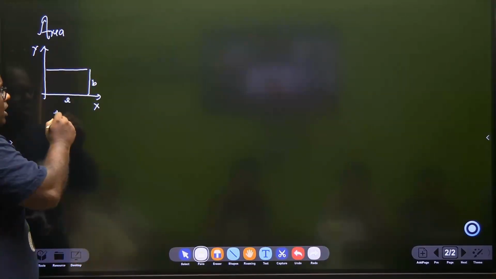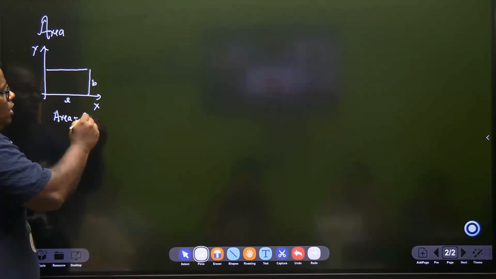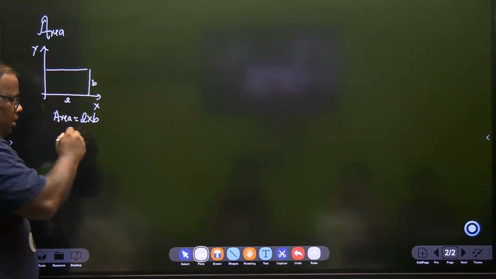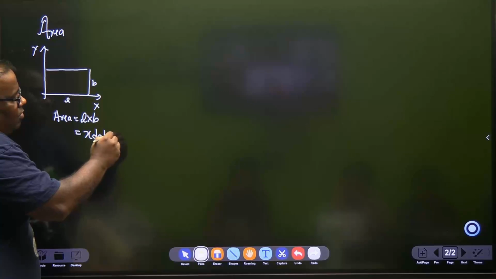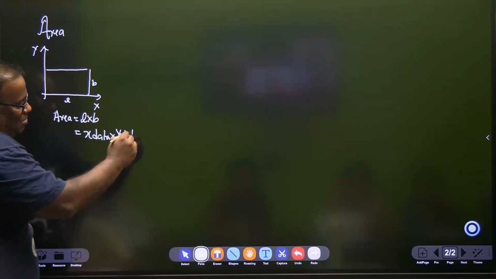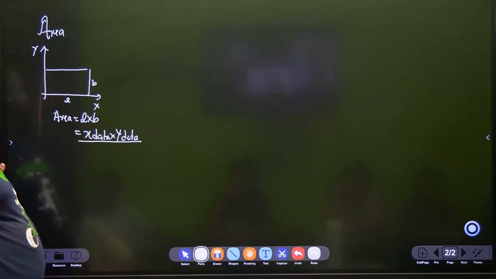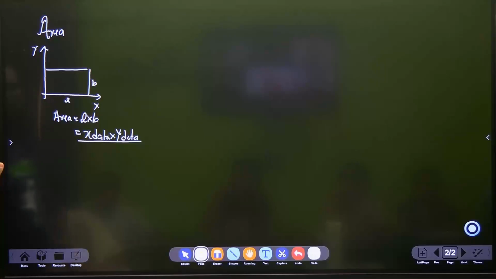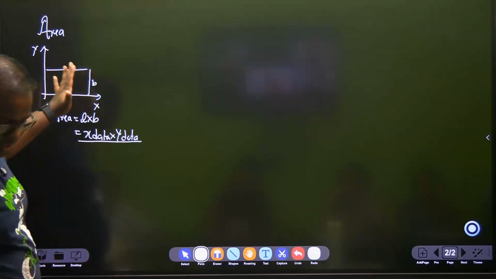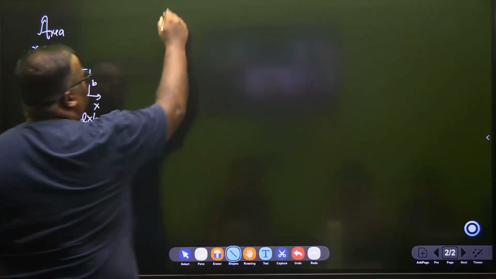What is the area of the rectangle? The area of the rectangle is length into breadth. In other words, I can say an x data into a y data. Perfect. All areas are x into y in 2D, whether it is a triangle or anything. Keep this in mind now, and let's draw our three curves once again.